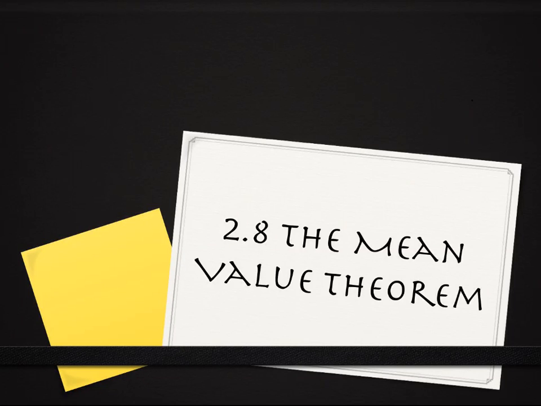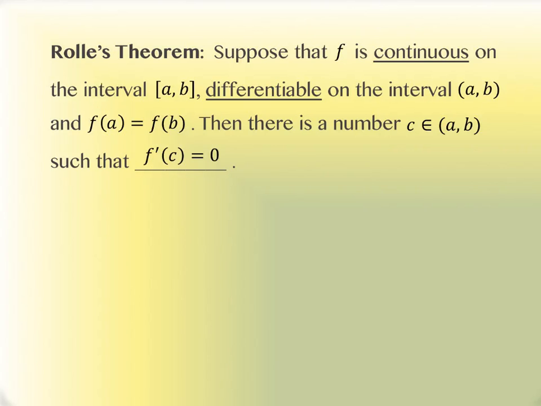All right, this is the last section of new material in Chapter 2, and it's called the Mean Value Theorem. To start with, we're actually going to encounter a theorem that's not called the Mean Value Theorem. This is Rolle's theorem, and Rolle's theorem says the following.